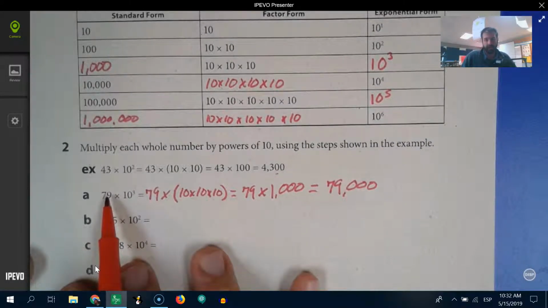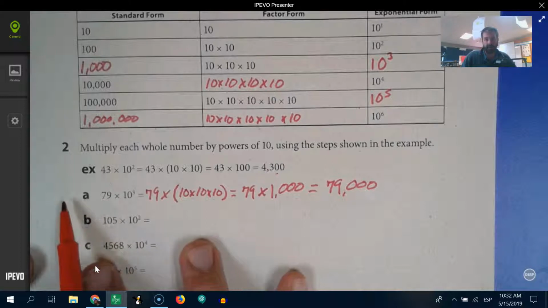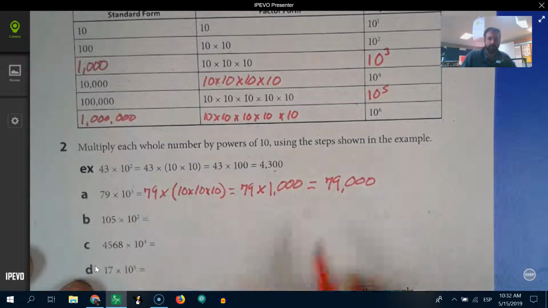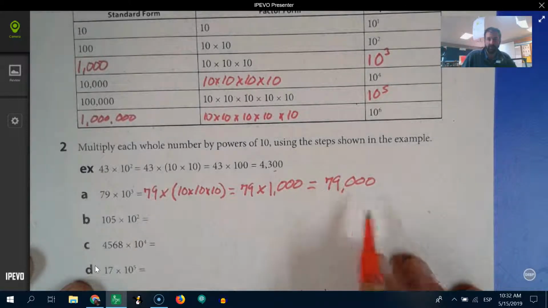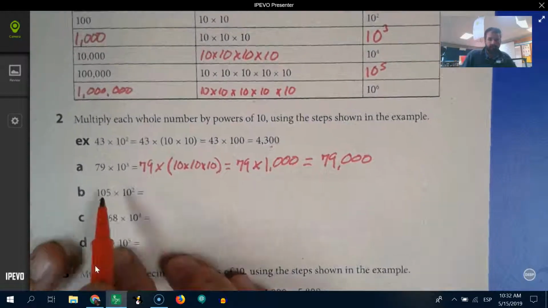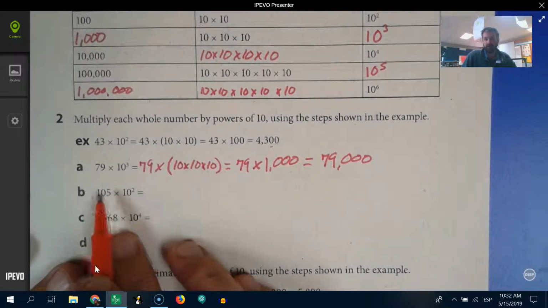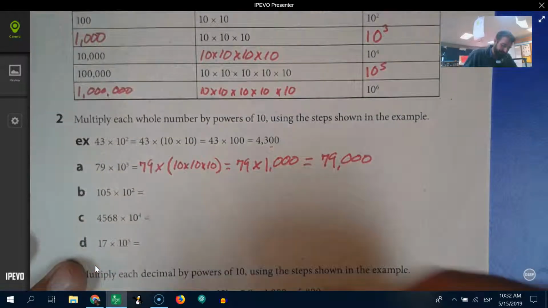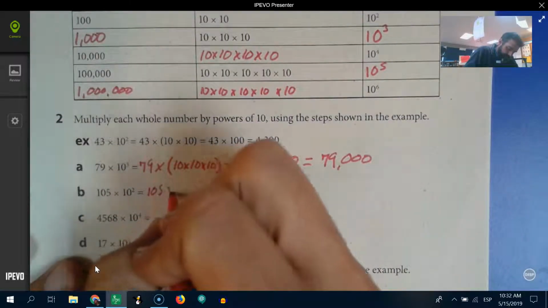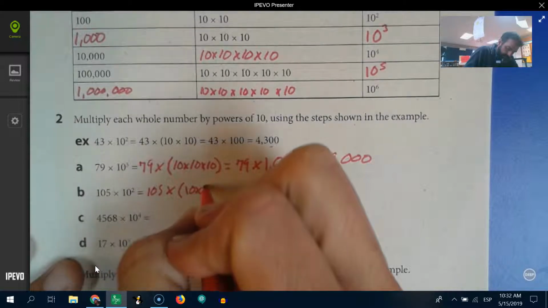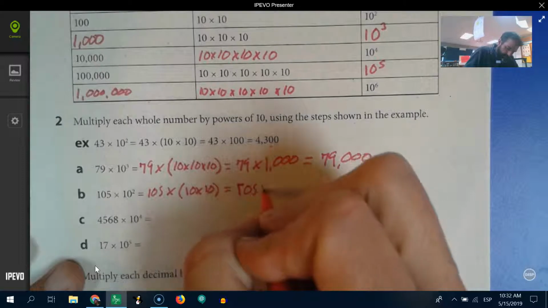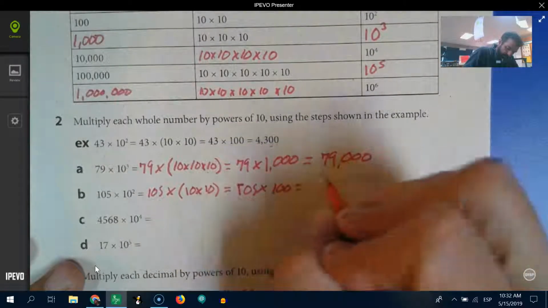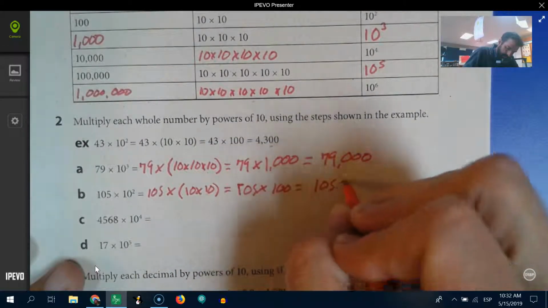So if we look at 79 times 10 to the third equals 79,000. We know that this 79 is shifting 3 spots. So my 7 was in the tens, and it shifted 3 spots. 1, 2, 3. My 9 was in the ones, it shifted 3 spots. 1, 2, 3. 105 times 10 to the second, all my digits are shifting 2 spots to the left. That's 105 times 10 times 10 in parentheses, which is equal to 105 times 100, which again, I'm shifting 2 spots.